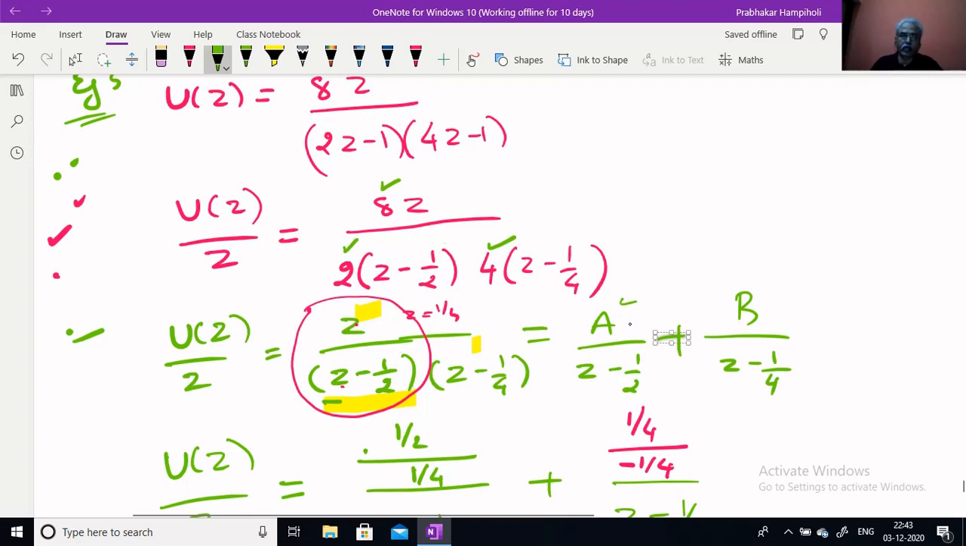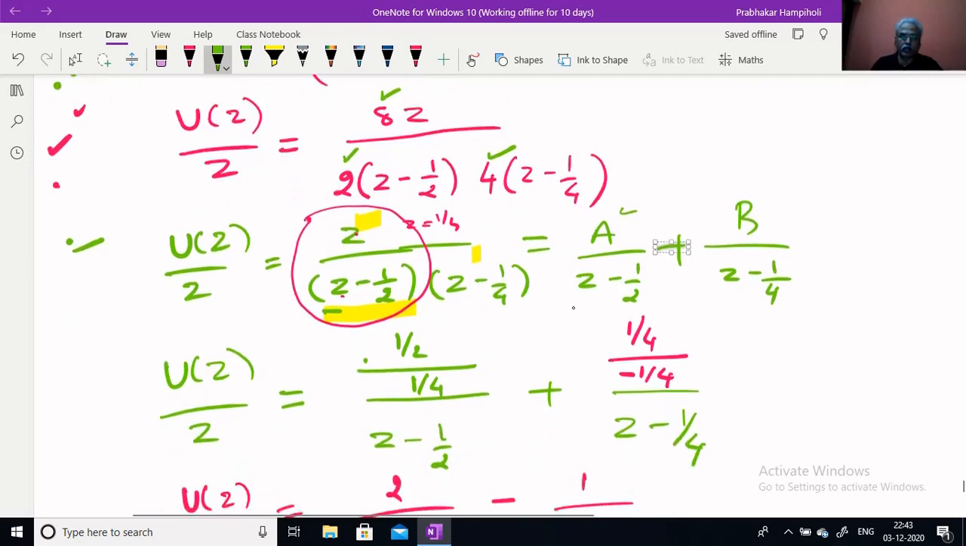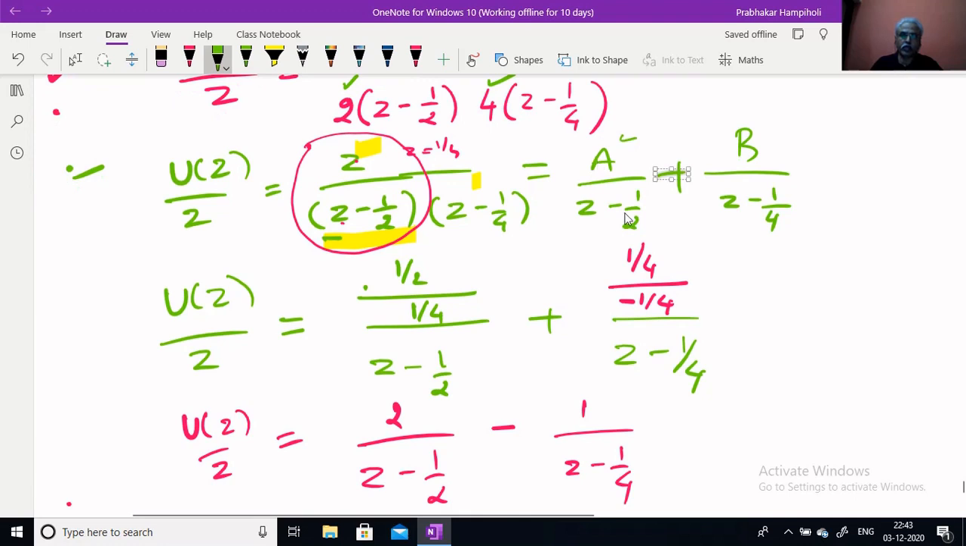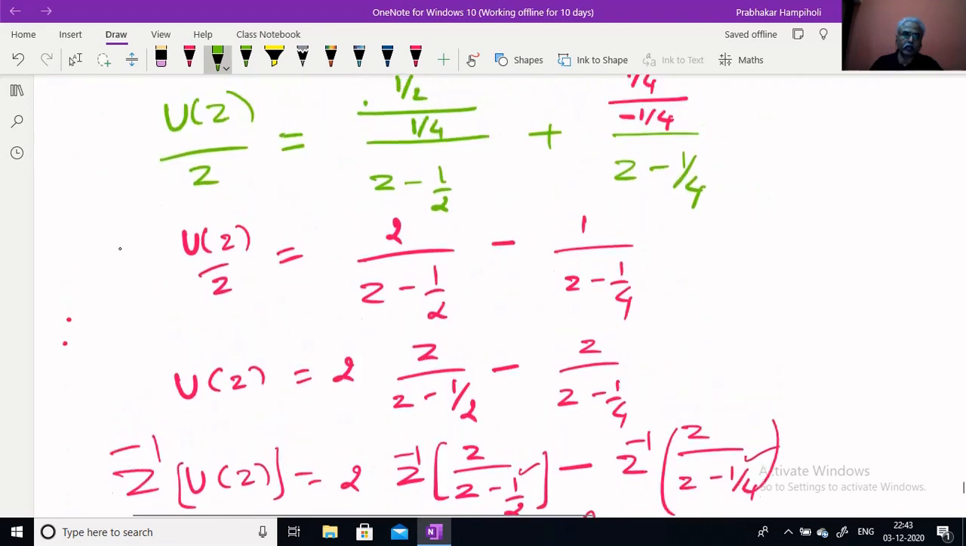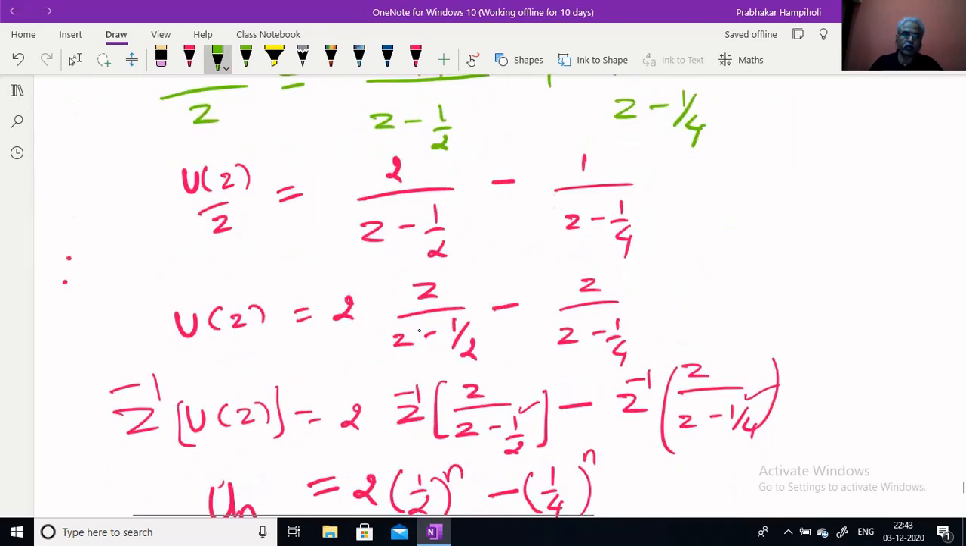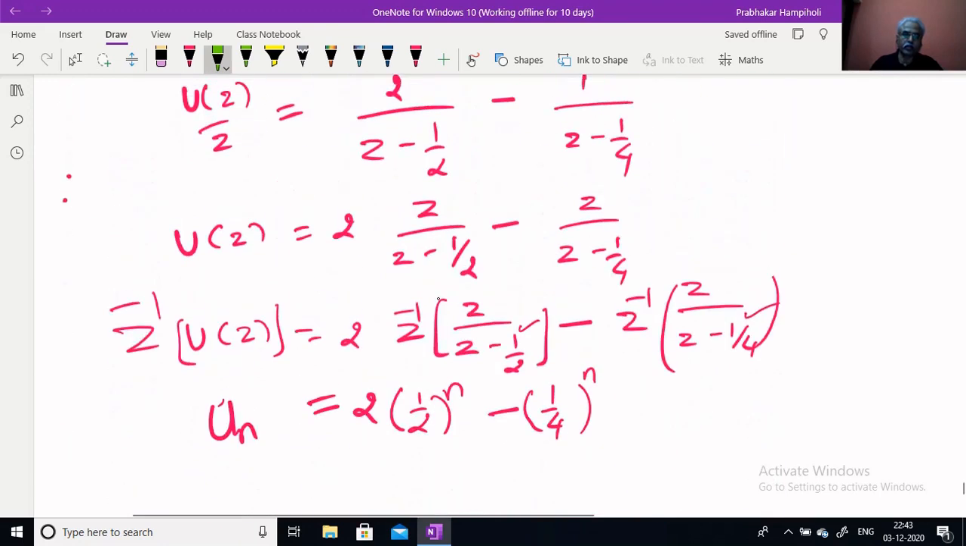And because of the linear factors, A upon first factor, B upon second factor, then to find A, I substituted z equal to half in the remaining parts, which is not z minus half, and I got 2 for that A. And z equal to 1 by 4, which I substituted in this part, so that I'll get minus 1. So once I get the pattern, this is the right pattern we got: z by z minus a pattern, which is half raised to n and 1 by 4 raised to n.